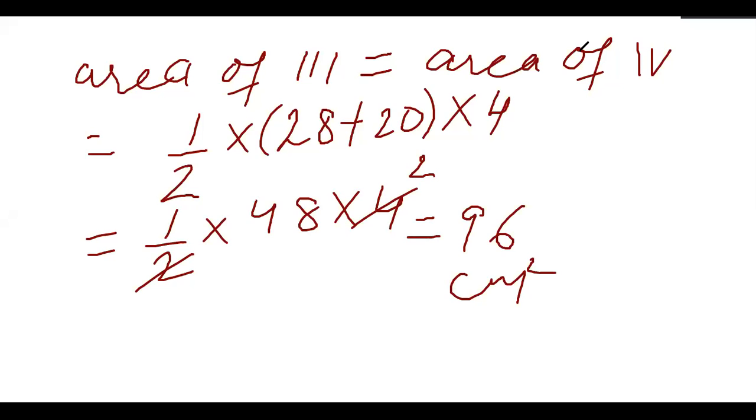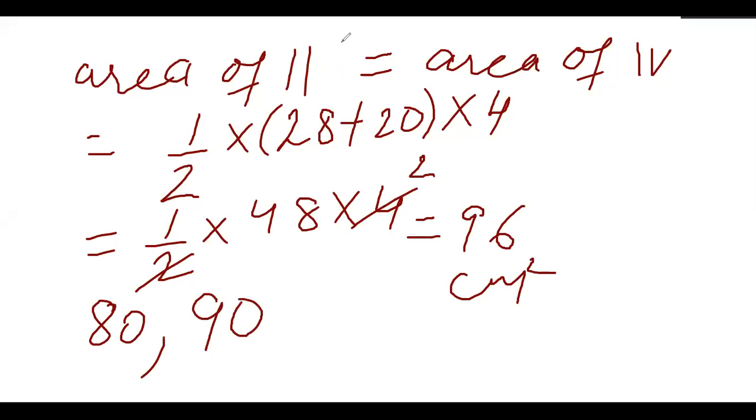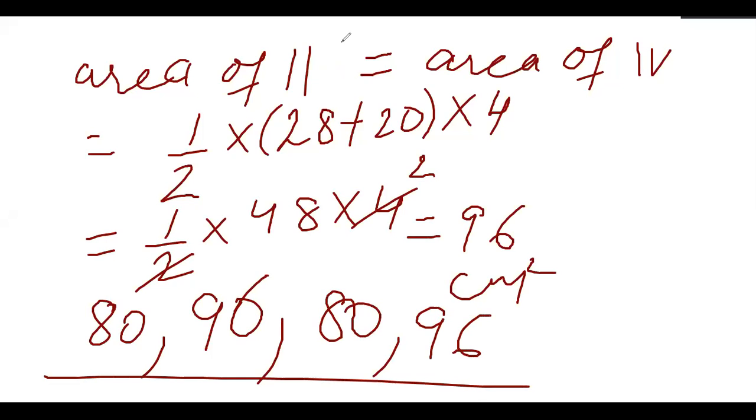ठीक है? So area of first and third is same. Sorry, it's second. This one is second. Second and fourth is same. First and third is same. So first is 80, second 96, third 80, fourth also 96. Like this way we can find out area of each section of the frame. Now this exercise is completed. Complete this exercise in your notebook also.